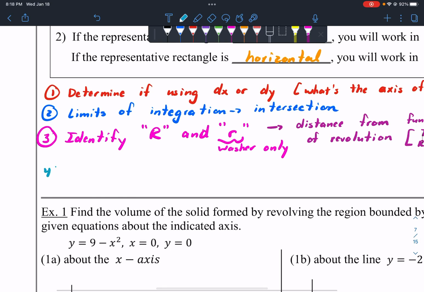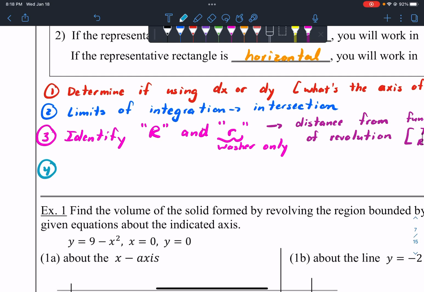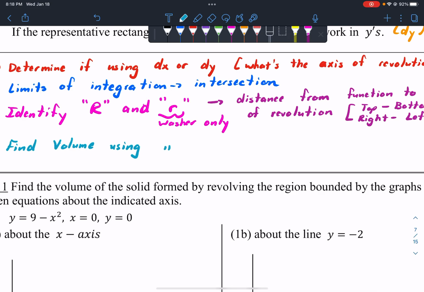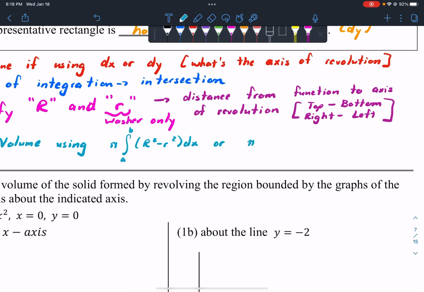So number 4 would be find the volume, right, using, and then let's go ahead and set this up. We've got pi integral from a to b, and then we do big R squared minus little r squared dx, right? Or if it was a change of orientation, we do pi integral from c to d, big R squared minus little r squared dy.